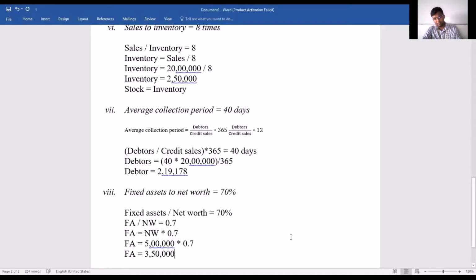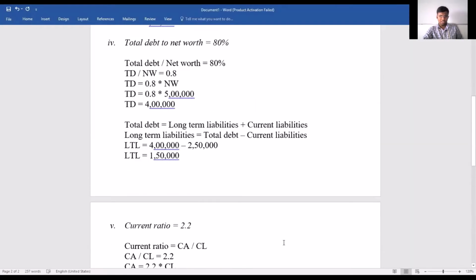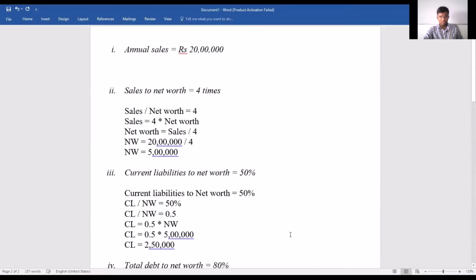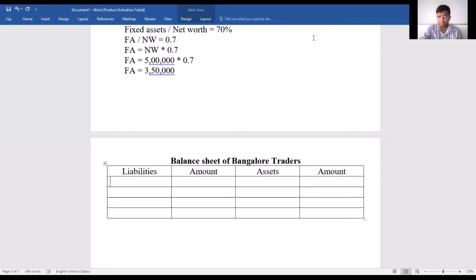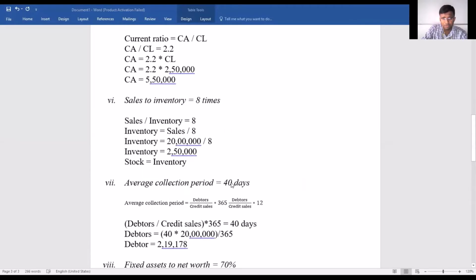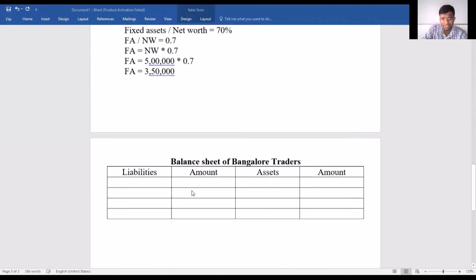So we've got pretty much most of the information that has been given to us, except for annual sales. All the other pieces of information that have been provided to us in this question, we have acted upon. Now, dear students, one final step that we will have to carry out right now is preparing the balance sheet. We've got the format ready, with liabilities and assets.